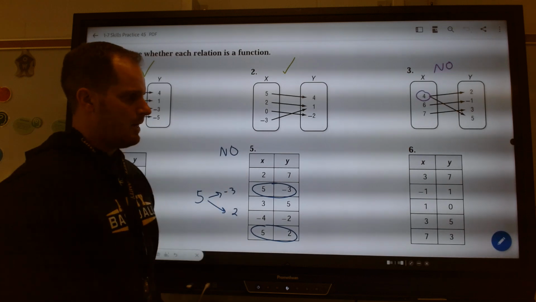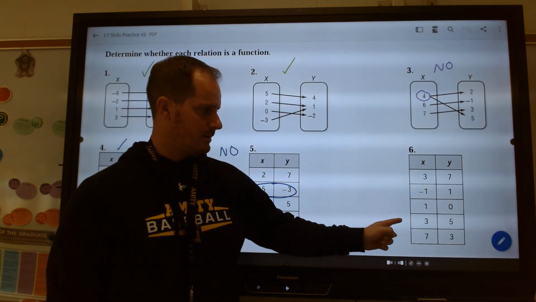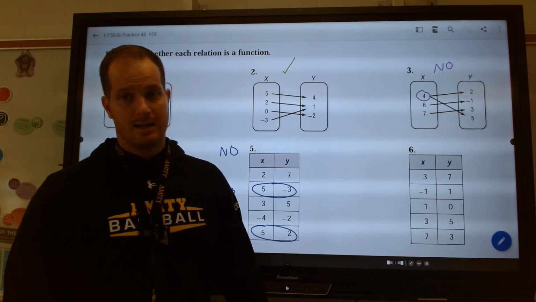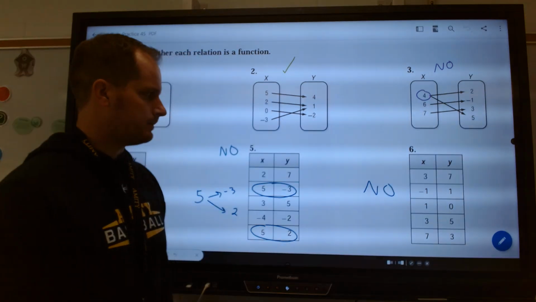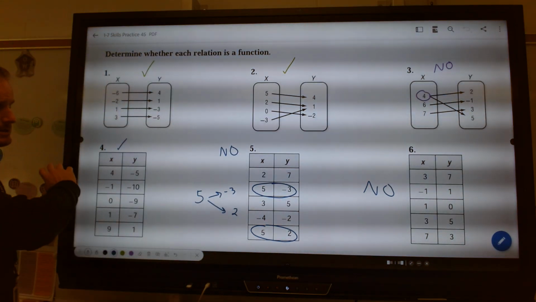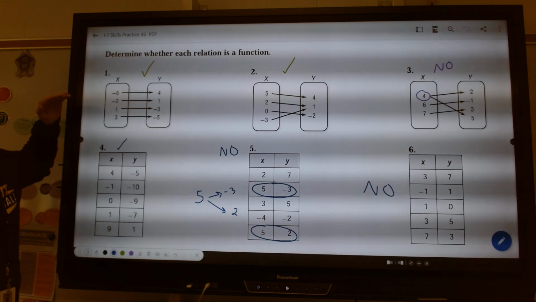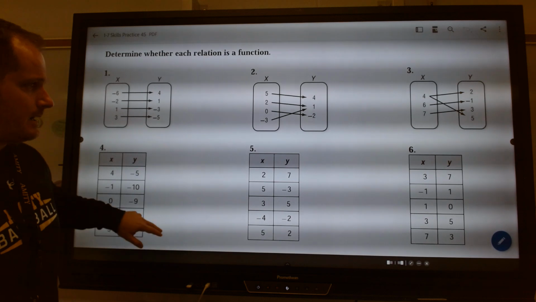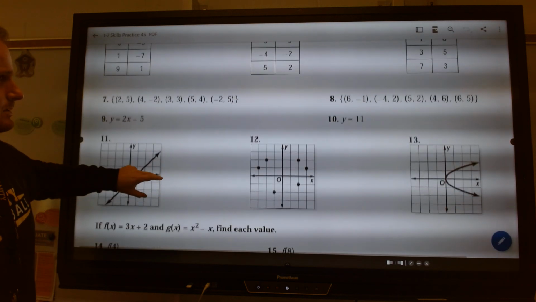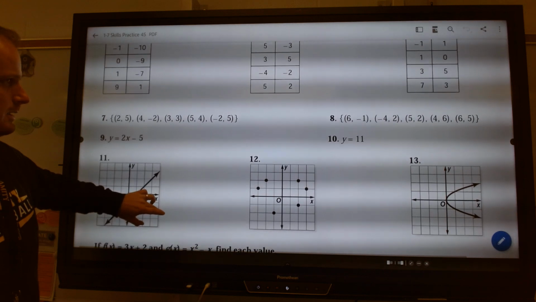And then number 6, if you look here, you have 3 is mapped to 7 and 3 is mapped to 5. Again, this is not a function. This is not a functional relationship, so that's a no. So these are just some examples of ways to see relationships, mapping diagrams and tables. What you have next are some other examples of how relationships are given.